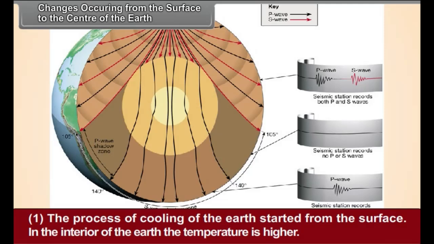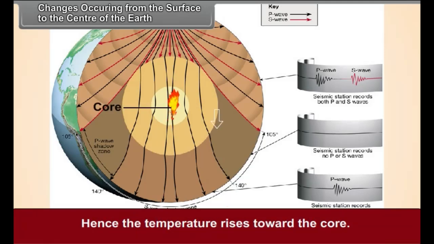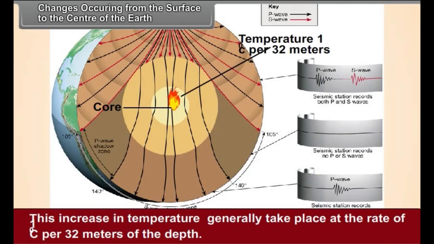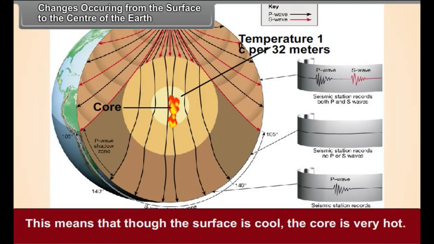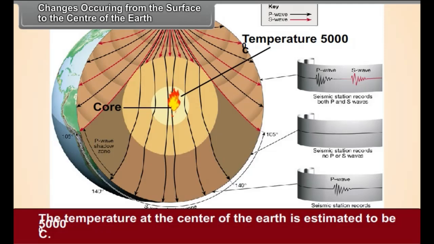The process of cooling of the Earth started from the surface. In the interior of the Earth, the temperature is higher. Hence the temperature rises towards the core. This increase in temperature generally takes place at the rate of 1 degree Celsius per 32 meters of depth. This means that though the surface is cool, the core is very hot. The temperature at the center of the Earth is estimated to be 5000 degrees Celsius.